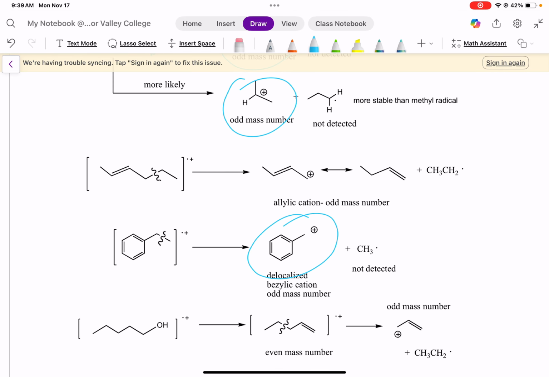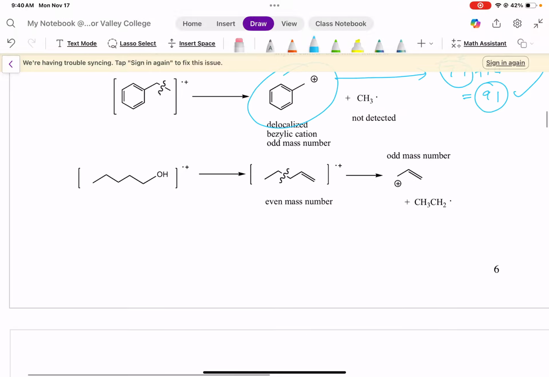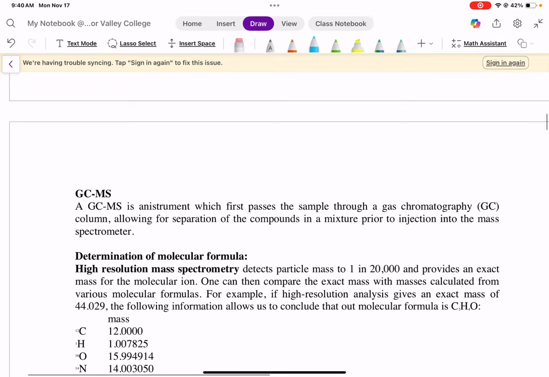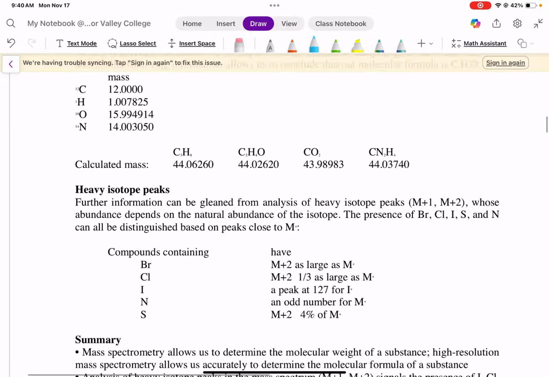Here's a good one. If you do the calculation, it should be 77. M over Z is 77. And no, I'm sorry, plus 12, 14, that should be 91. 77 is just the benzene ring, okay? So it should be a 91. If you see a 91, it's got to be a toluene plus, right? Things like that. Here's another one. Okay, so the mass spec is very helpful in that way.